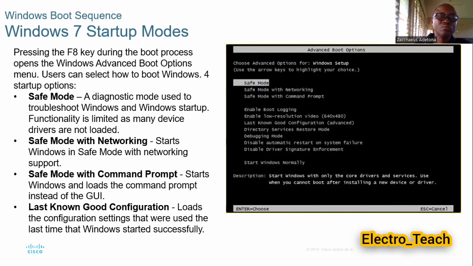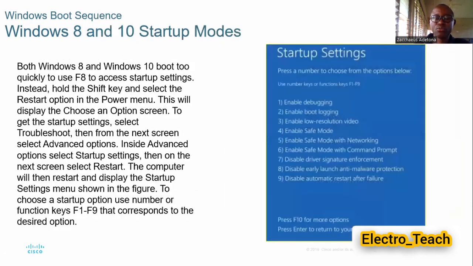In safe mode with command prompt, that is what we have on the screen. You can choose safe mode with command prompt as a third option, whereby the command prompt will be used to navigate rather than the GUI, the graphical user interface of the computer system. And last known good configuration is another way by which you can restore the operating system when it's having problems.